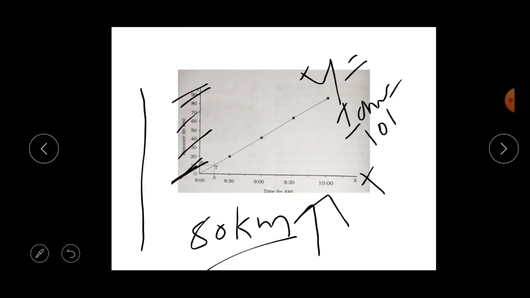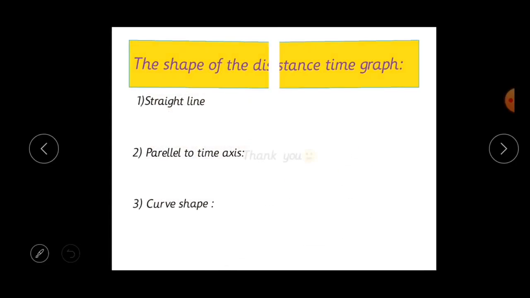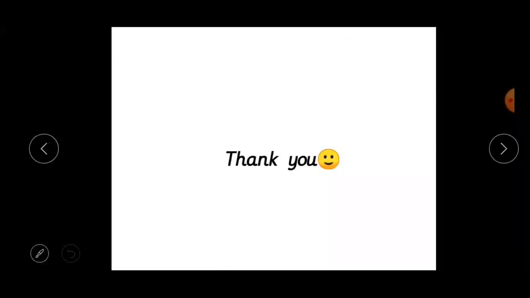So children, in this lesson you have learned what is motion, the types of motion, what are slow and fast objects, what is speed, the formula of speed, and the simple pendulum. And you learned how to draw the distance time graph, and the different shapes of the distance time graph. Isn't it, children? So I hope you understood all the concepts very well.